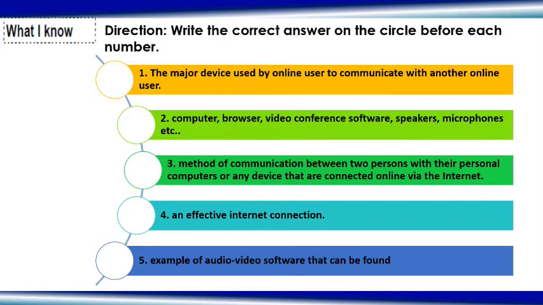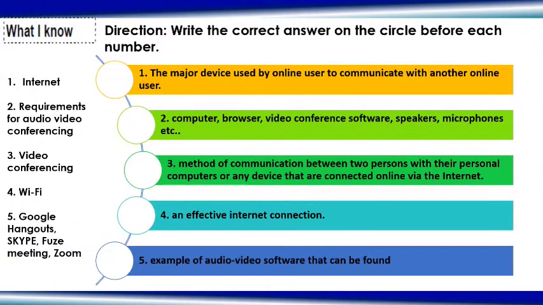Okay, let us see if your answers are correct. So the answer for number 1 is internet. Number 2, requirements for audio-video conferencing. Number 3, video conferencing. Number 4, Wi-Fi or internet connections. And number 5, Google Hangouts, Skype, Fuse Meeting, or Zoom.